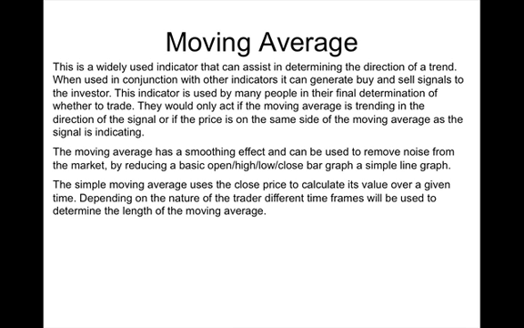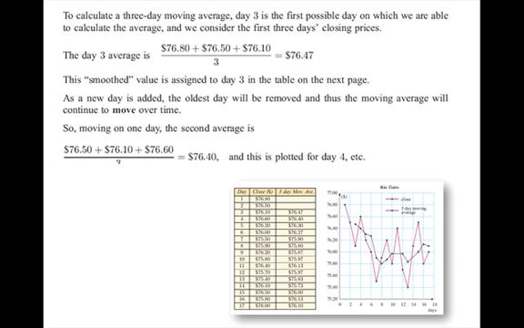So it's called a moving average. Basically, it has a smoothing effect, and it can remove ups and downs by reducing the high and low bar graph to a simple line graph. I'll show you what it means in a minute. A simple moving average just uses the close price to calculate its value over a given time. Depending on what you're trading and what you're looking for will give you the time frame you use for the moving average. So if we're going to do a 3-day moving average, you get the prices over the 3 days and divide it by 3, and you get the average price. So what it means is all these prices are going up and down, it smooths it out or averages it out over the 3 days.